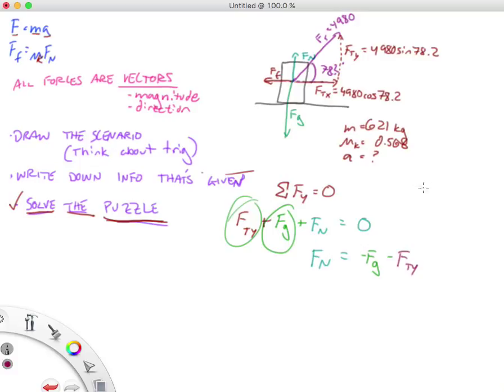If you put all those numbers in, this is the number for Fty right there, and if you put mass times acceleration due to gravity, which is negative 9.81 meters per second squared, you're going to get as our overall normal force, I'm not going to go through the details of this, I'm just going to tell you what this normal force is. The normal force is going to be approximately 121.625.